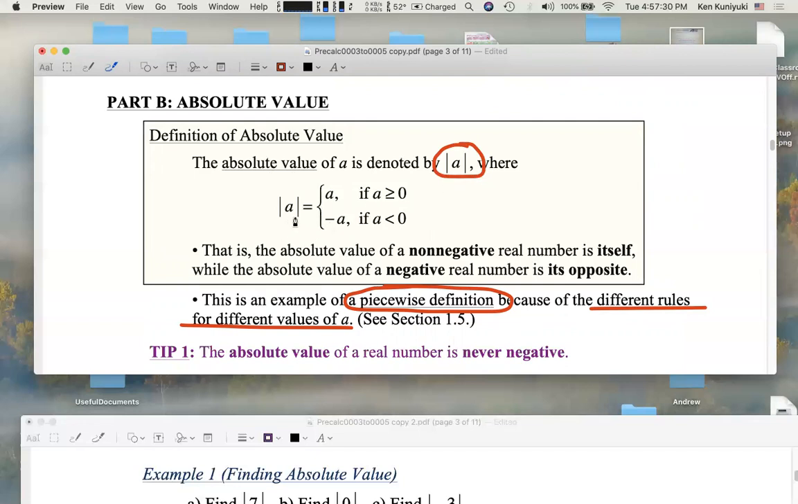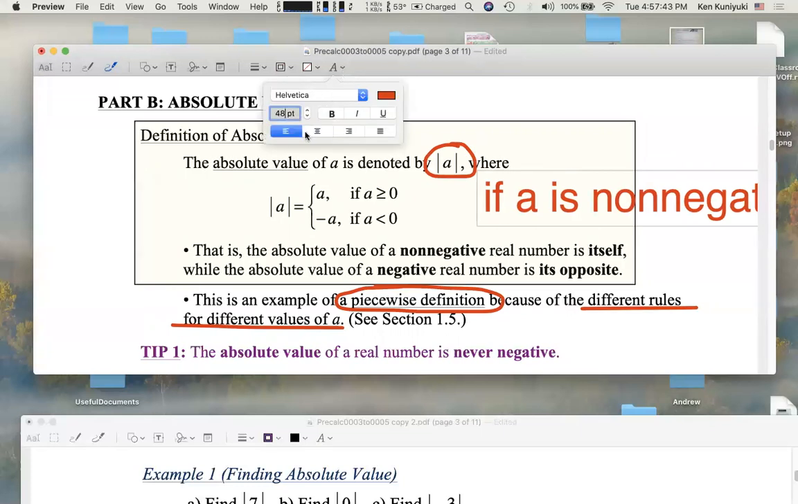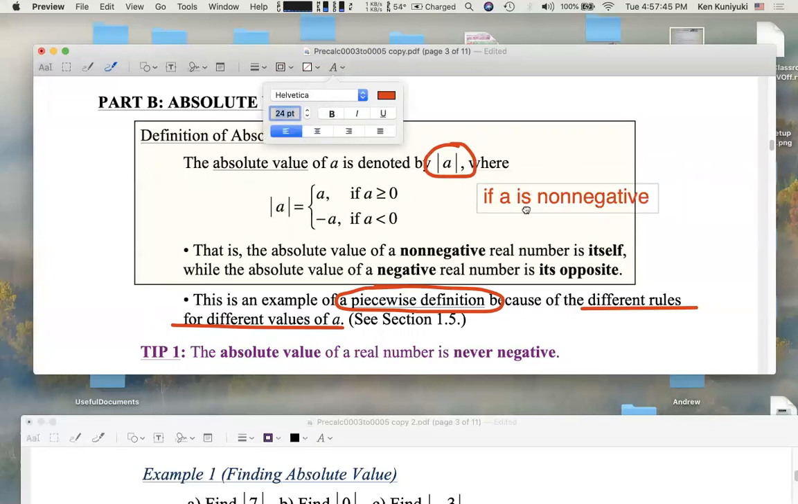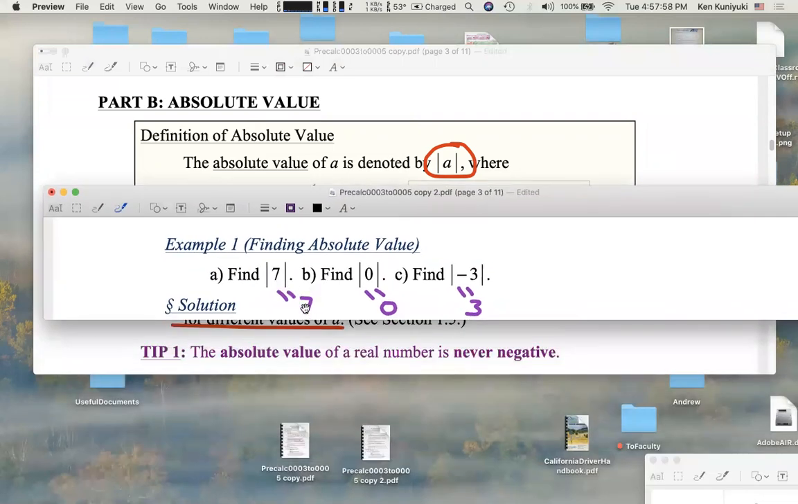The absolute value of a is a itself if a is positive or 0. In other words, if a is non-negative. That's a great word to remember. Positive or 0 means non-negative. If a is non-negative, its absolute value is itself. The absolute value of a non-negative value is itself. So for example, the absolute value of 7 is 7. The absolute value of pi is pi.